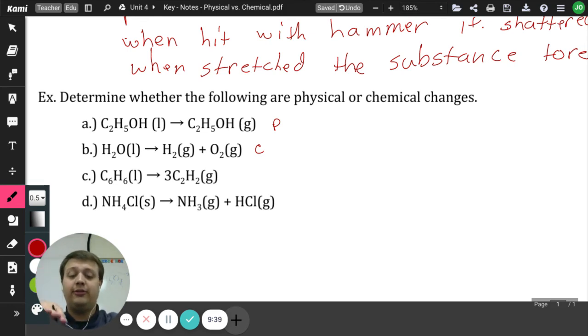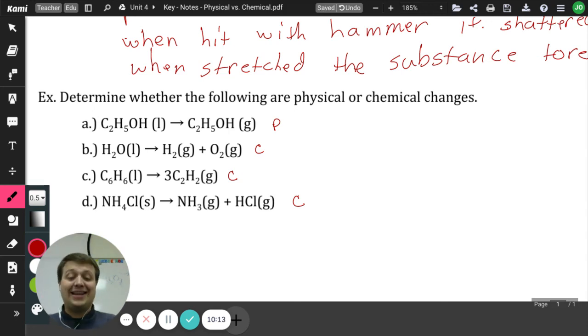Next, I went from C6H6, which was a liquid, to 3C2H2 gas. Now, there was a physical change that occurred, right? We created a gas. However, we've got a completely different substance there, which would mean that it's a chemical change. Last, I took NH4Cl, which was a solid, and it produced NH3 plus HCl. And so this would be creating new substances, so it would be a chemical change.